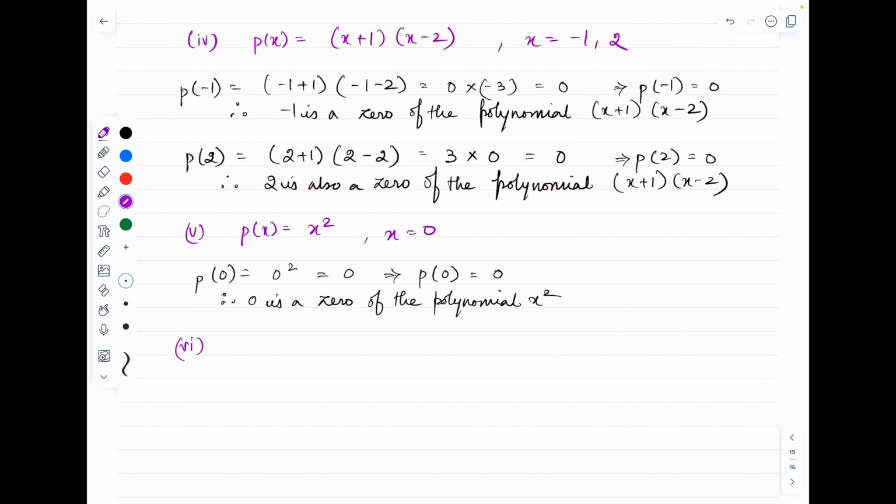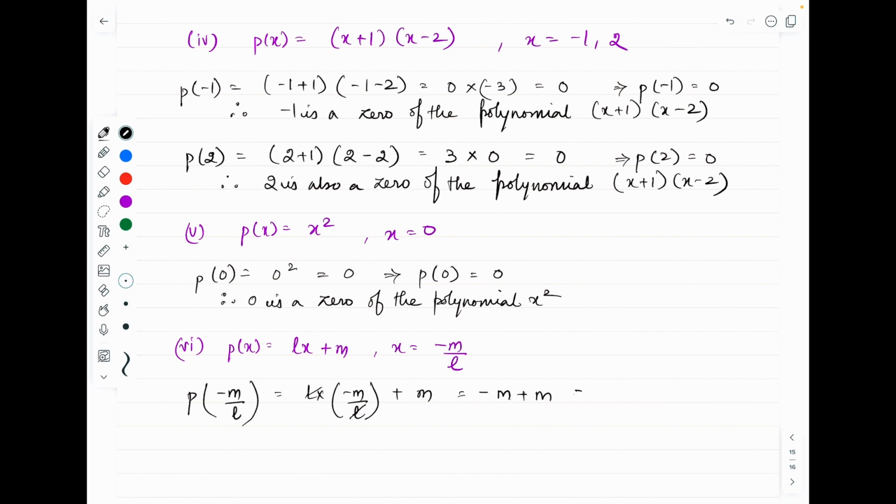The sixth question is p of x equals lx plus m, and the x value is given as minus m by l. Same thing again: find the value of p at minus m by l. Understood? So we can write lx as l into minus m by l, and plus m. The l is cancelled, so we are getting it as what?